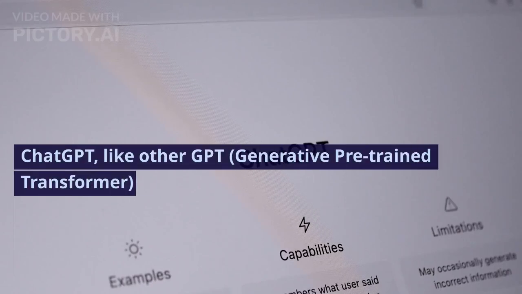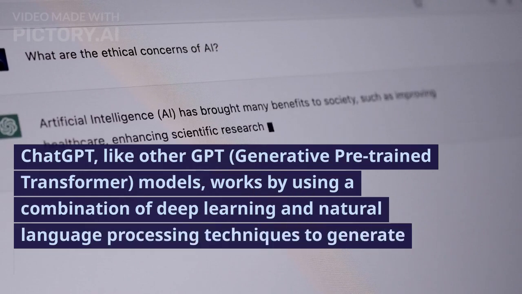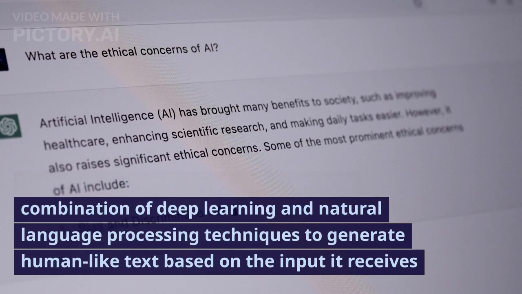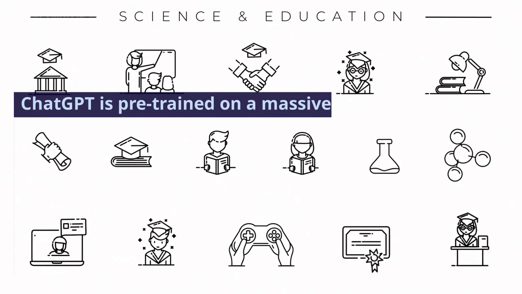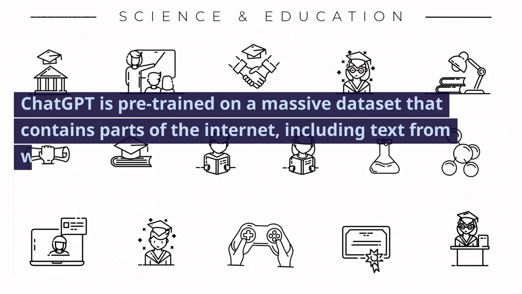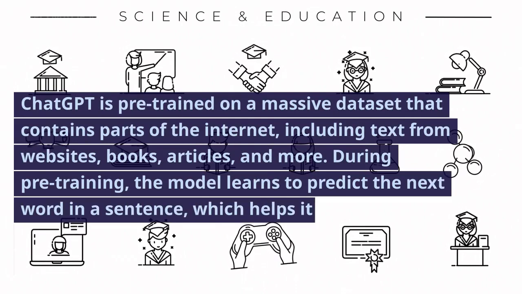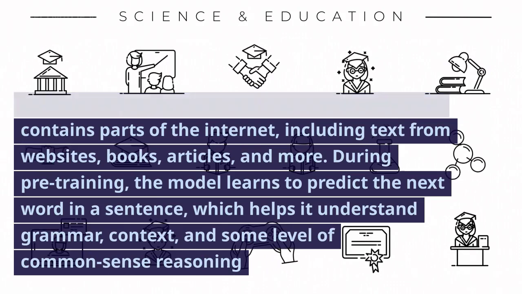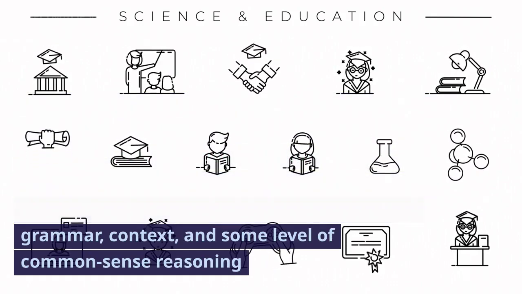ChatGPT, like other GPT, generative pre-trained transformer models, works by using a combination of deep learning and natural language processing techniques to generate human-like text based on the input it receives. ChatGPT is pre-trained on a massive dataset that contains parts of the Internet, including text from websites, books, articles, and more. During pre-training, the model learns to predict the next word in a sentence, which helps it understand grammar, context, and some level of common-sense reasoning.